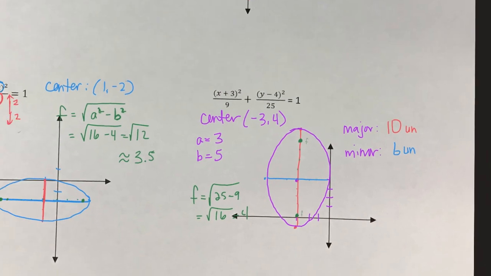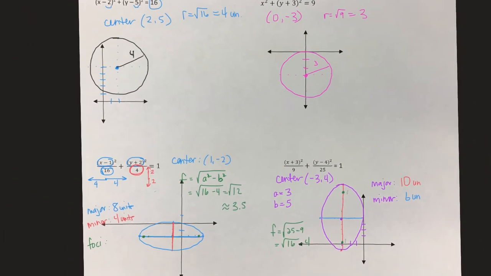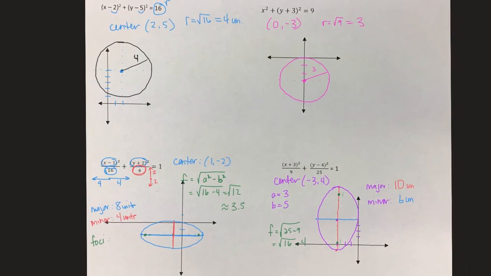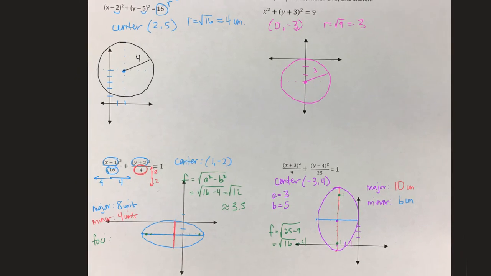So hopefully that clears up some things about conic sections, especially circles and ellipses, and you're able to find their attributes as well as sketch them.